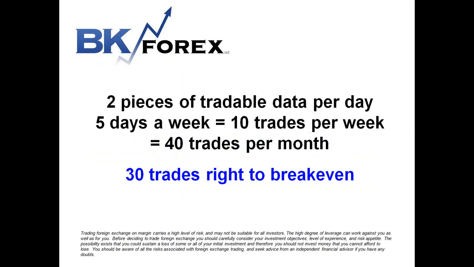And you can basically see that if you have 2 pieces of tradable data per day, 5 days a week, you have 10 trades per week, 40 trades per month. If you're trading this kind of an event, you really need 30 winning trades to break even. You've got to be about 75% accurate to break even.